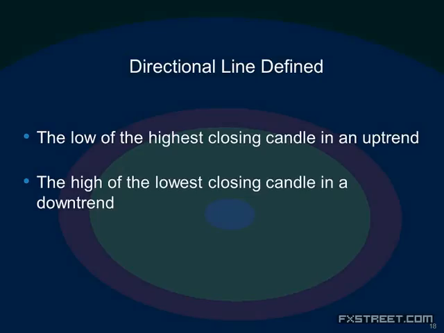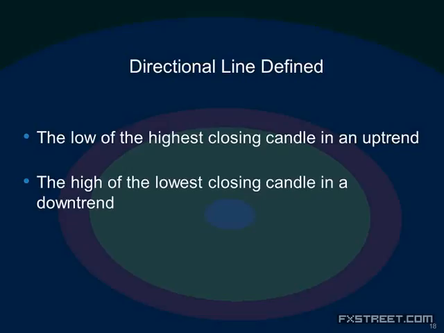Now, once you've written this down, once you've memorized this definition and then started to demonstrate it for yourself, you'll start to appreciate it. Take the first one, the low of the highest closing candle in an uptrend. I want you to close your eyes and imagine an uptrend, at least 5 candles, at least three to four of them green candles. So you're in an uptrend, looking at 3 to 4 green candles.